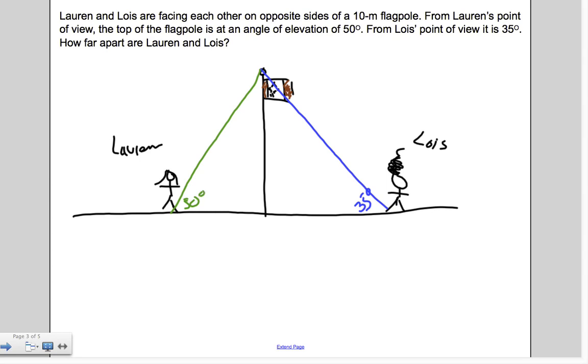So this is 50. Anything else that we could imply from this diagram? Is the flagpole vertically straight? The flagpole is 10 meters. Good question. Is it vertically straight? Sabrina? It's 10 meters. Okay, so the other thing was the flagpole is 10 meters.